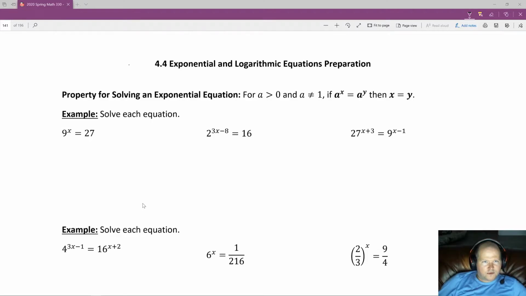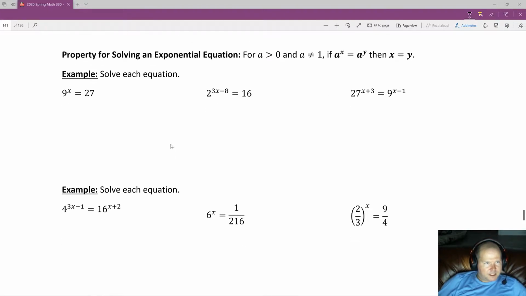All right, so we're in 4.4, exponential and logarithmic equations preparation. The property for solving an exponential equation basically says if you can get the bases to be equivalent, then their exponents must be equivalent. Let me give you an example of that.